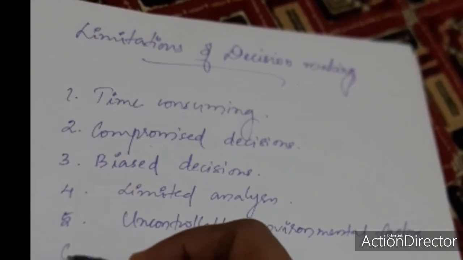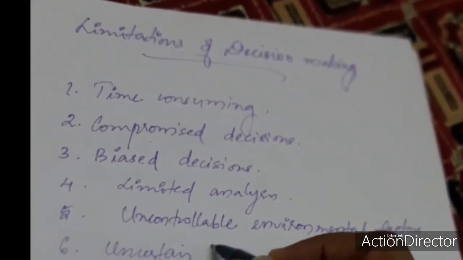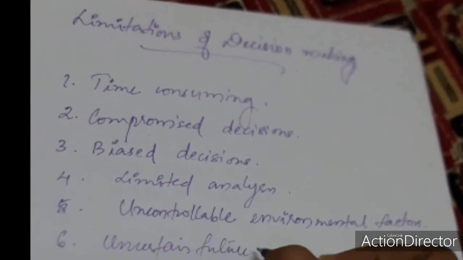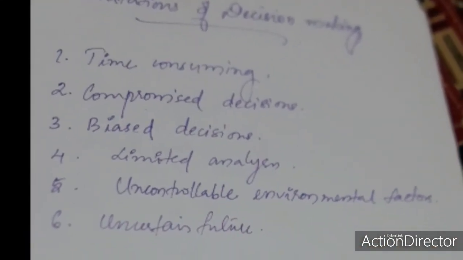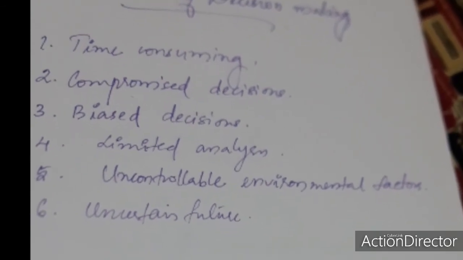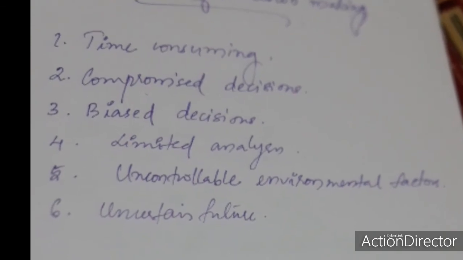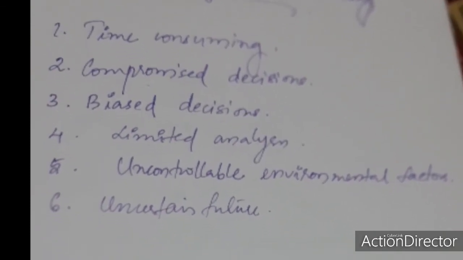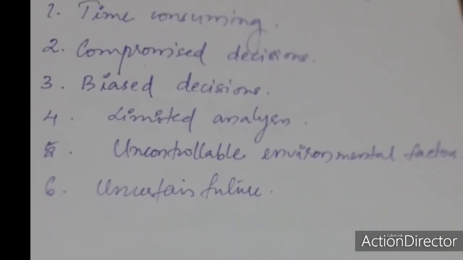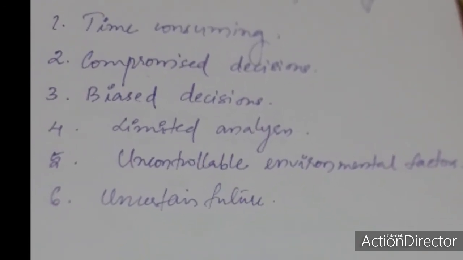And finally, uncertain future. That is, usually decisions are made for the future. We are making decisions in order to be conducted in the future. So the future is very uncertain. We are not sure about what happens in the future. So it's very difficult to take decisions for the future. That is another limitation of decision making.